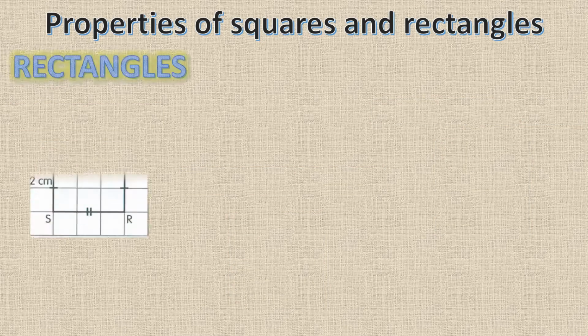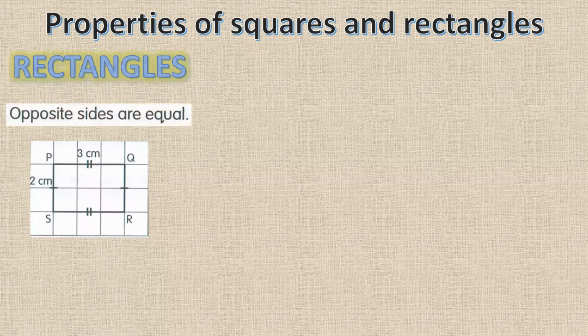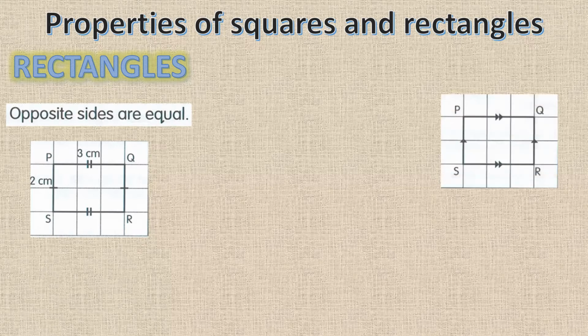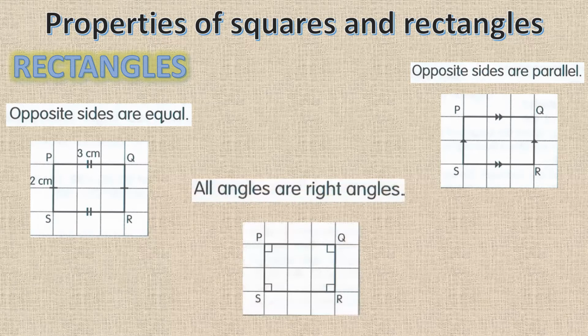In the rectangles, not all sides are equal, but the opposite sides are equal. The same with the square, opposite sides are parallel. And all the angles are right angles.